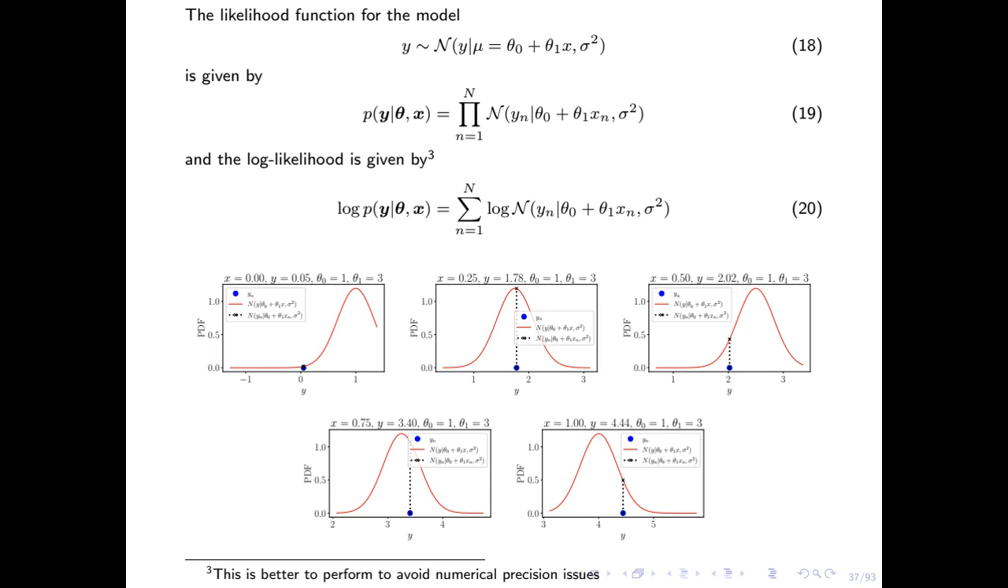Okay, so now we need a way to quantify this. So we mentioned we can use the height of the PDF. So we have a model. That model places a PDF at each x that we want to evaluate. We have demonstrated this a bit earlier. So if we have a model, we choose theta 0 and theta 1. I chose them equal to 1 and 3 for the case on the board and also on the slide.